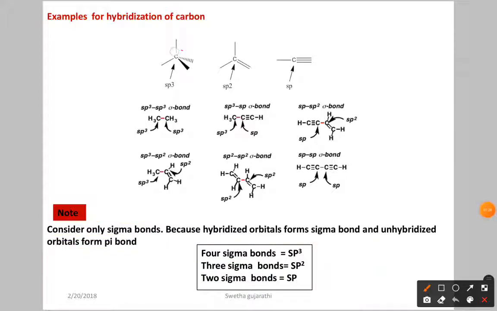Let us see this carbon atom. Around this carbon atom we have 4 sigma bonds. This is the first sigma, second, third, fourth. 4 sigma means hybridization sp3. This is the condition.